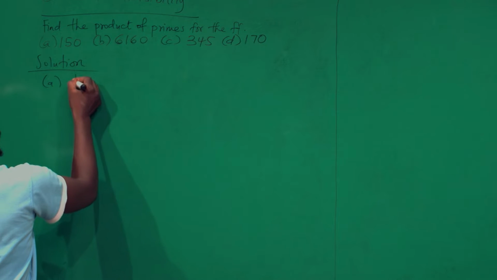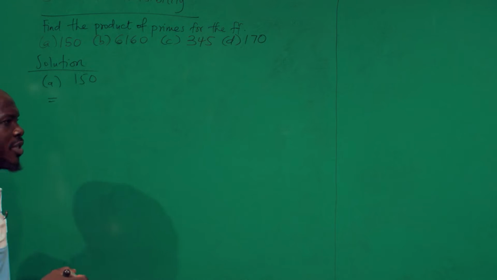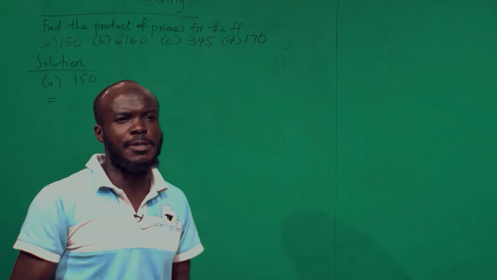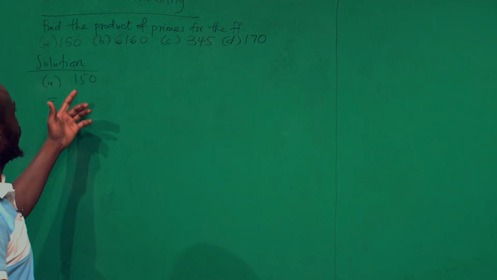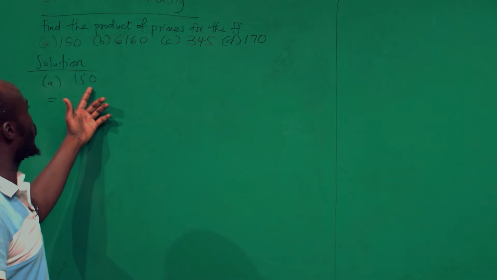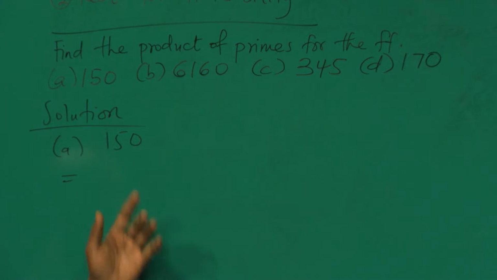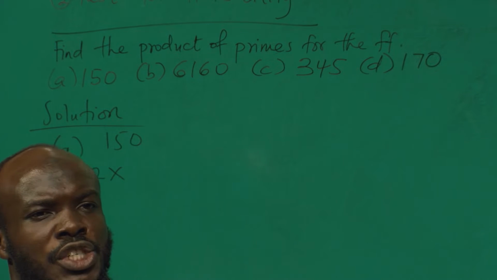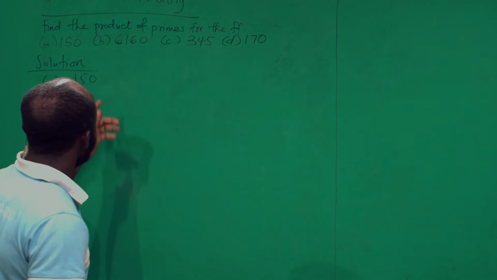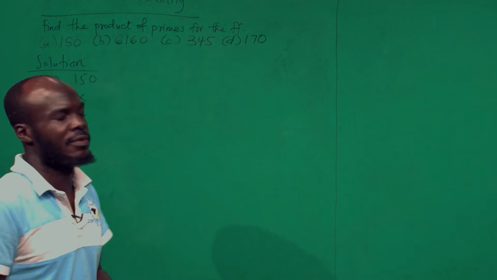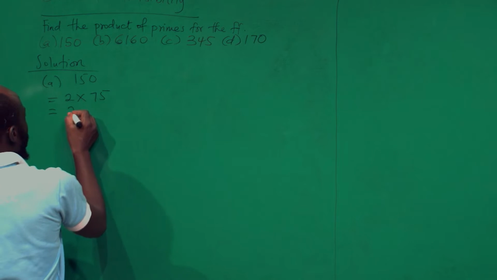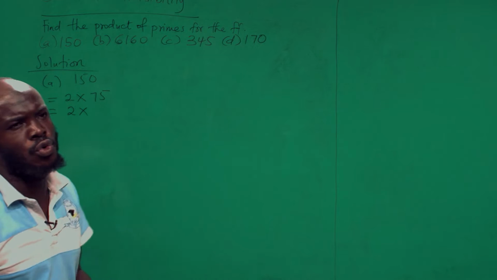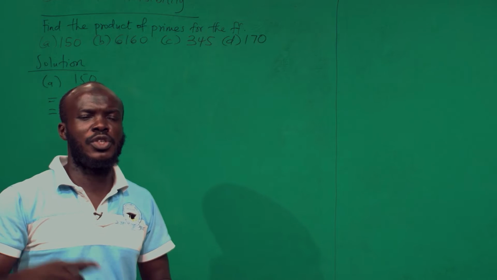A, 150. What I said was that you start with the first prime number, which is 2. So we ask ourselves, can 2 go into 150, or can 2 divide 150? Yes, it's because of this 0. So 2 times what gives 150? Let's share 150 into 2, and we get 75. Then you bring the old 2 times, ask yourself again, can 2 go? No. If no, go to the next prime number.